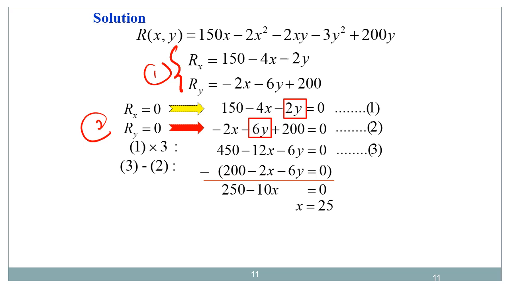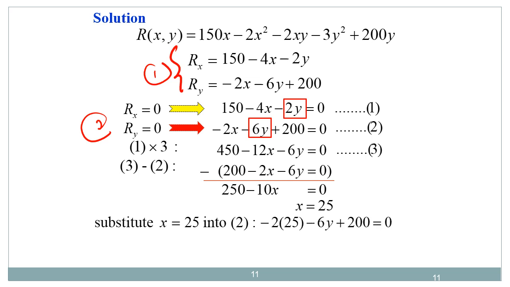So now we have the value of x. Solve for y: substitute the value of x into equation 2. So we have negative 2 multiplied by 25 minus 6y plus 200 equal to 0. So 6y is equal to 150, so y is 25. These are the values of x and y, but is it really a maximum point that gives the maximum revenue? So we should check.